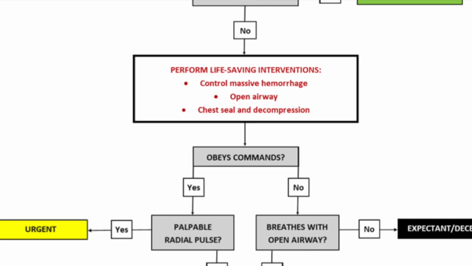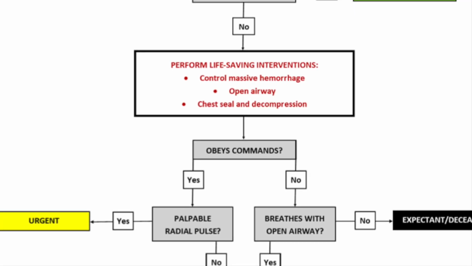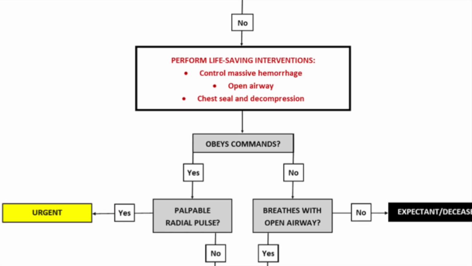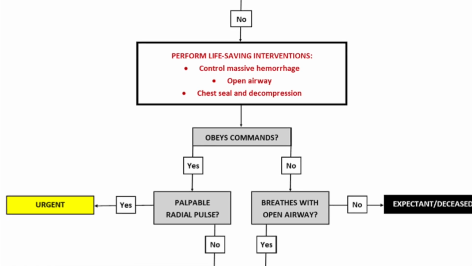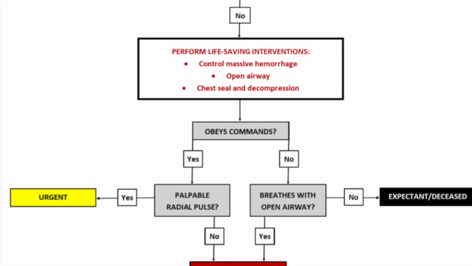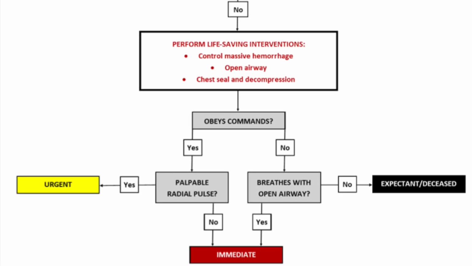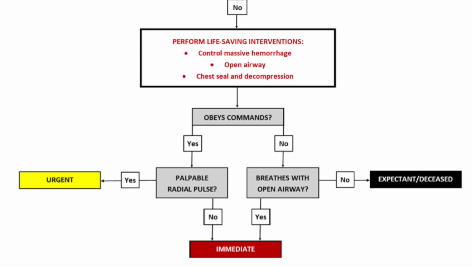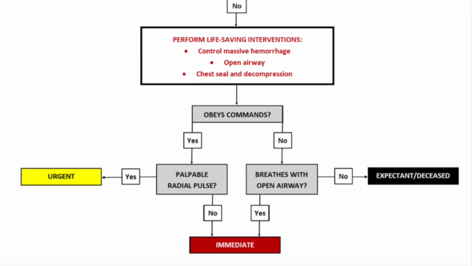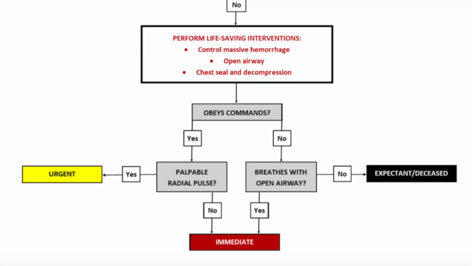If we had asked them that question to squeeze our hand and they were unable to do that, if the patient's breathing, then we would classify them as red. If they aren't breathing, then we will take steps to open their airway either manually or by placing an adjunct. And if they don't then spontaneously begin to breathe with their airway open, they would be labeled a black patient.